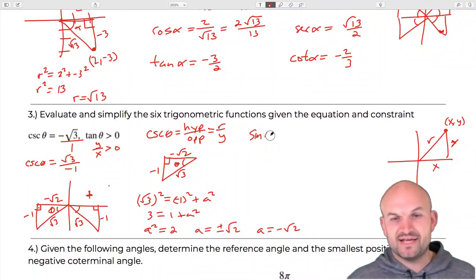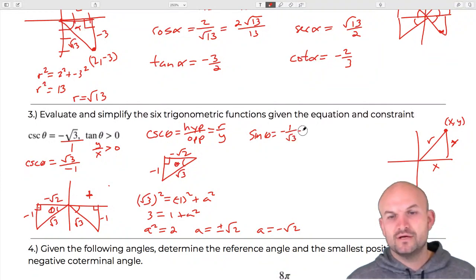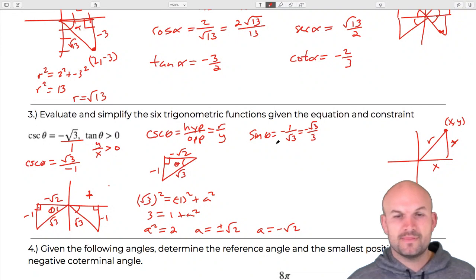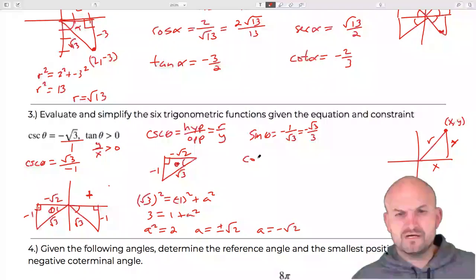So the sine of theta is going to be opposite over hypotenuse, so that's going to be -1 over the square root of 3. Rationalize the denominator, you're going to get a negative square root of 3 over 3. I forgot to mention one more thing too when I grade these, which I'll come back to.